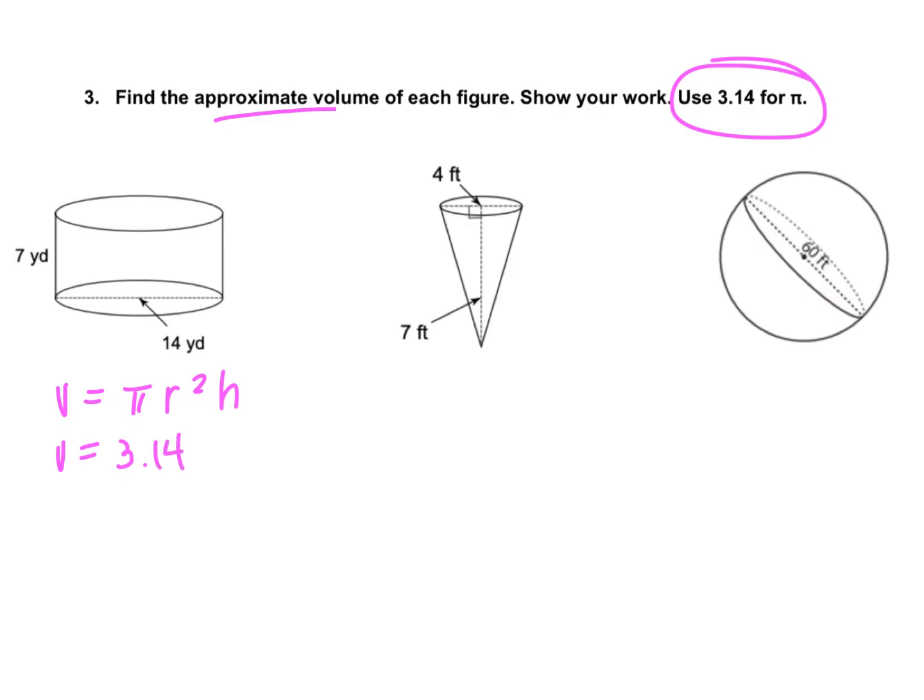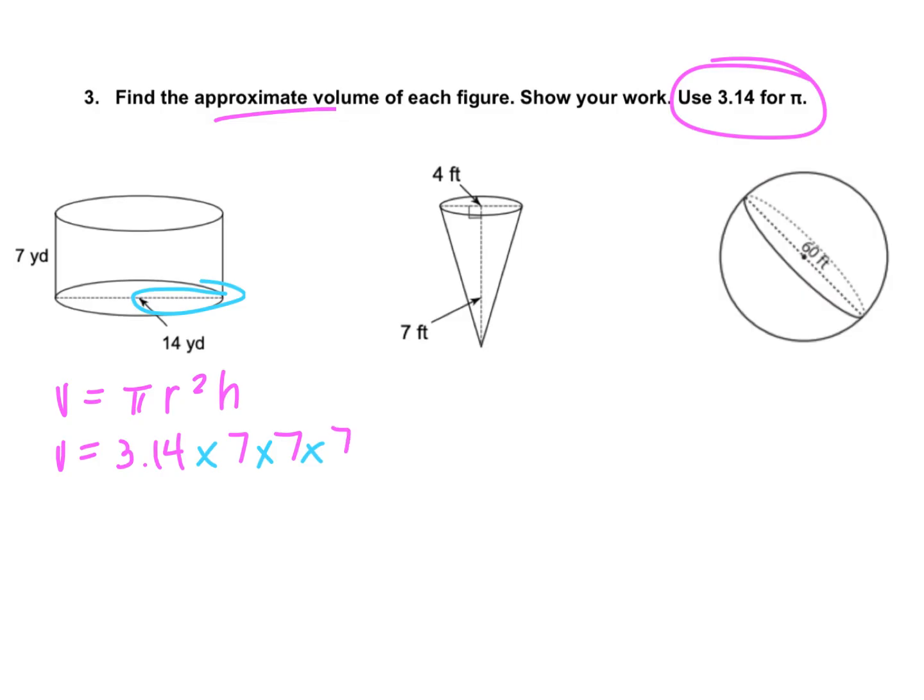And now substitute in, show the numbers that you're multiplying. So we're going to do 3.14 times the radius. Be careful here because the whole way across, they're giving us diameter. We just need half that distance. So 14 divided by 2 to get us the radius. Our radius will be 7 on this one. And we need 2 of those. So 7 times 7. And then the height of this cylinder just happens to also be 7.